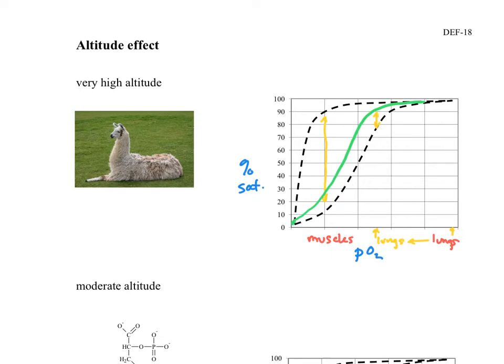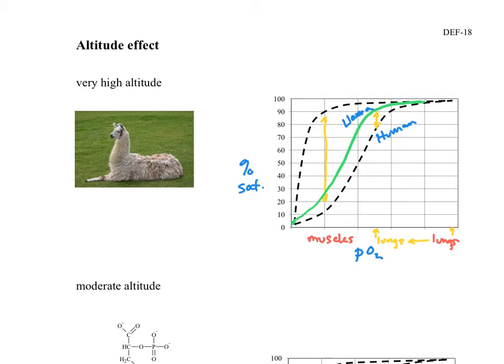Notice that if it had normal human hemoglobin, like we have down here, the saturation in the lungs would maybe only be at 80%. But by shifting toward the relaxed state and shifting to the left, it means you get a higher saturation. So basically, the problem is in the lungs, and you solve it by making the hemoglobin soak up more oxygen in the lungs. So that's what happens at very high altitude.